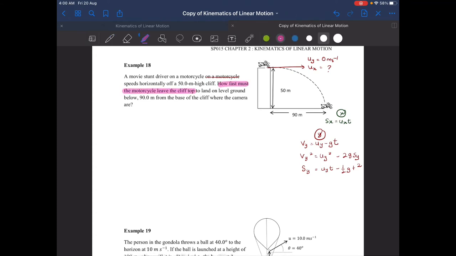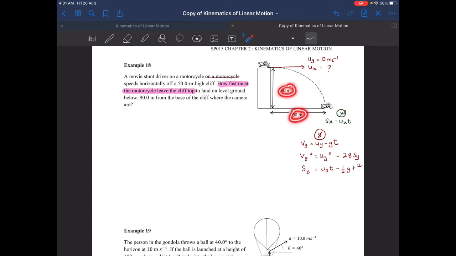Okay, so baca dekat sini. So how fast must the motorcycle leave the cliff to land on a level ground 90 meter from the base of the cliff where the camera are? Okay, so sekarang ni dia nak tahu berapakah speed yang dia kena gerak, untuk dia sampai ke sini lah, iaitu 90 meter daripada bukit dia turun tu. Okay, so kita tengok lah information kat sini.